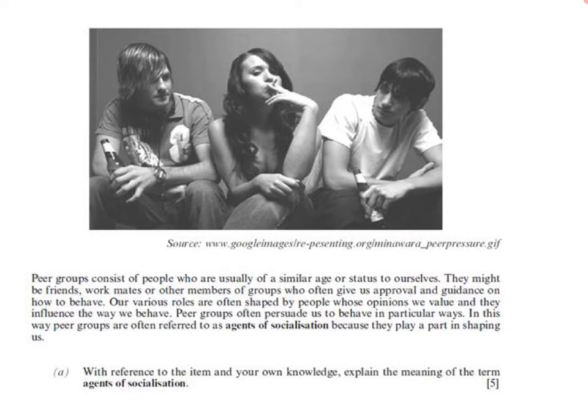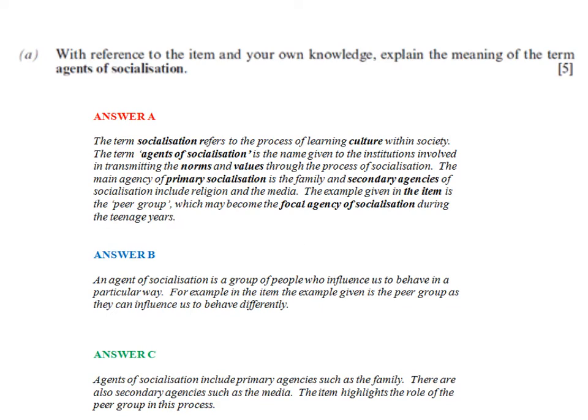So let's have a look at an example of a 5-mark question. So hit the pause button, read through the item, this bit of text, and then read through the question where you've got to explain the meaning of the term agents of socialisation. And once more, I want you to hit the pause button and read through 3 sample answers to this question about agents of socialisation.